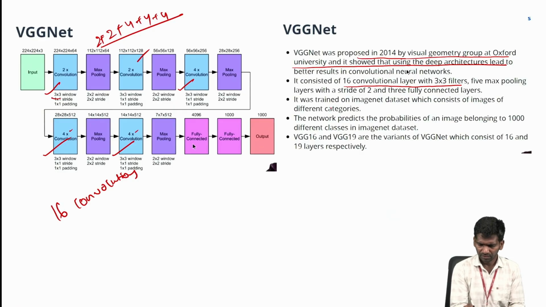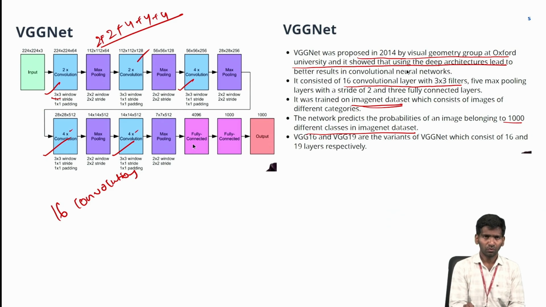It is trained on the ImageNet dataset. AlexNet is also trained on the ImageNet dataset, and this VGGNet is also trained on the ImageNet dataset. This VGGNet is capable of predicting 1000 different classes in the ImageNet dataset. It got trained on 1000 different classes, not 2 or 3 or like that. And it is able to predict those 1000 classes.